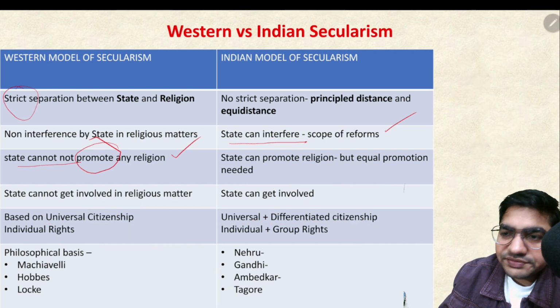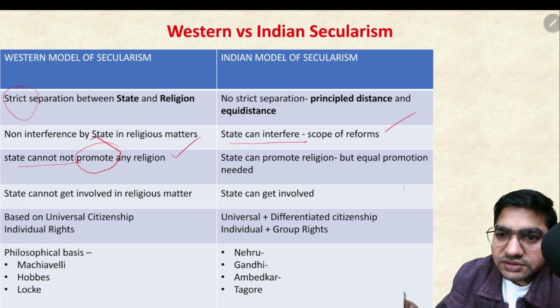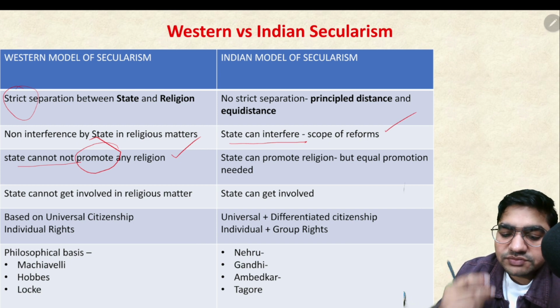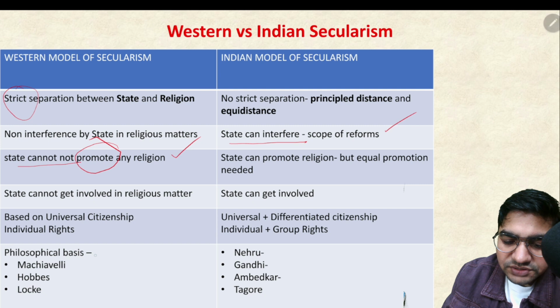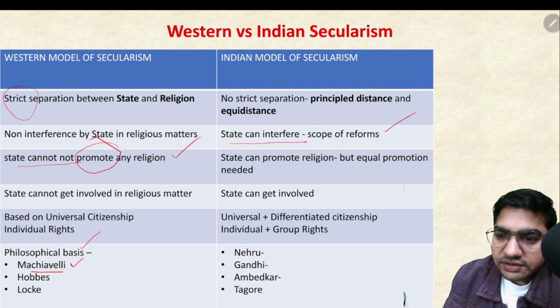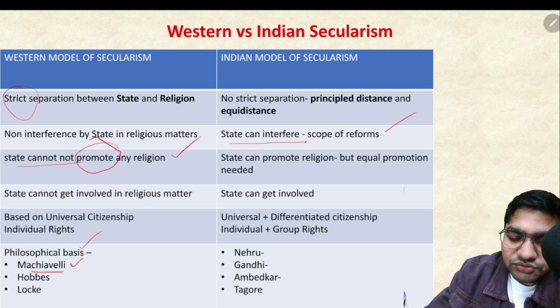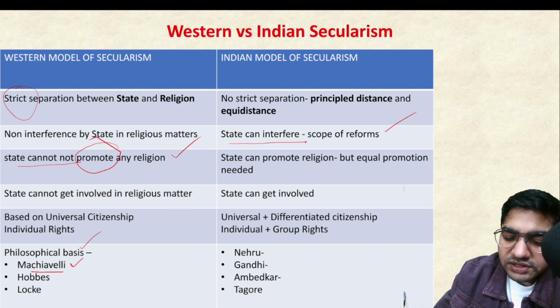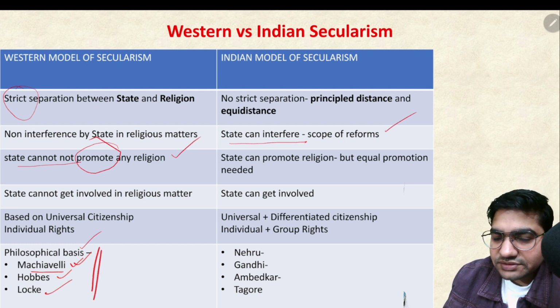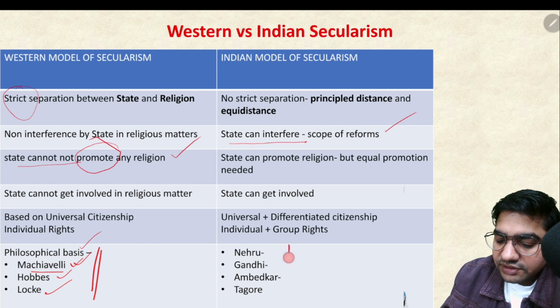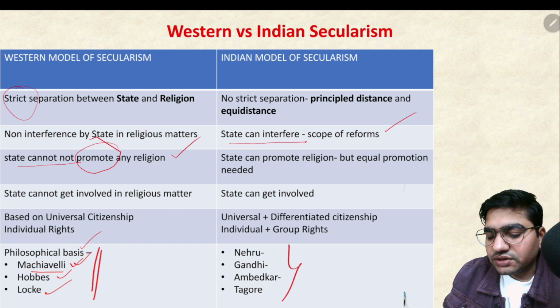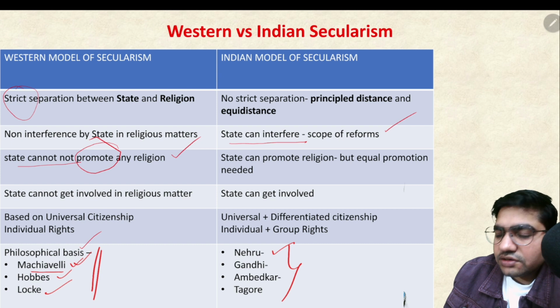So what are the philosophical or historical influences on the Western model of secularism? In the Western model of secularism, the tradition goes to Machiavelli. He is a Renaissance and Enlightenment thinker, and secularism in the West was born as a byproduct of the Enlightenment movement. So Machiavelli, Hobbes, and Locke are the key thinkers of the Western model of secularism. Now let us see the Indian model of secularism. The key thinkers are Nehru, Gandhi, Ambedkar, and Tagore.